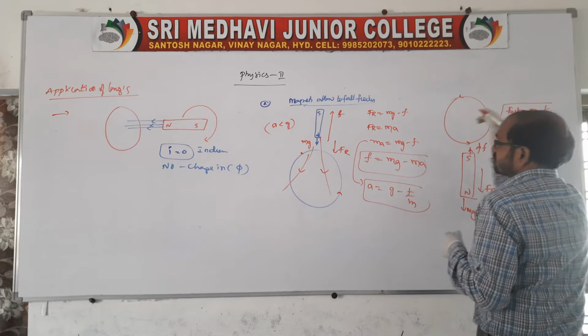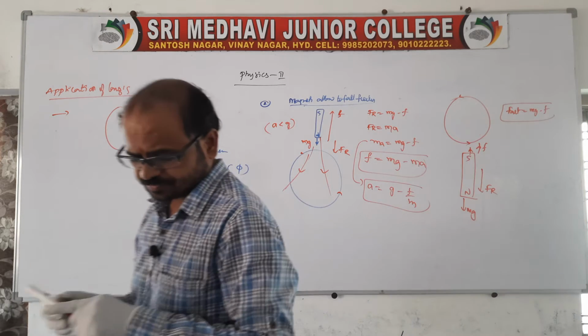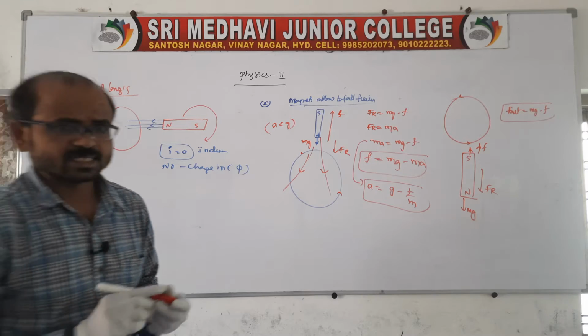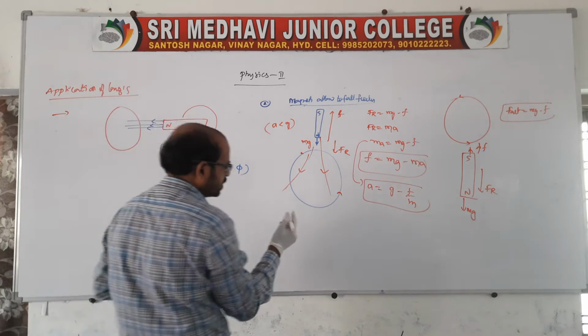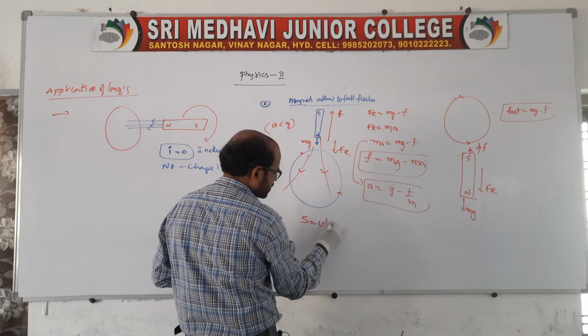So like this, this is one application related to Lenz's law. You remember, suppose it is falling freely, then for a freely falling body, S is equal to ut plus half at square.